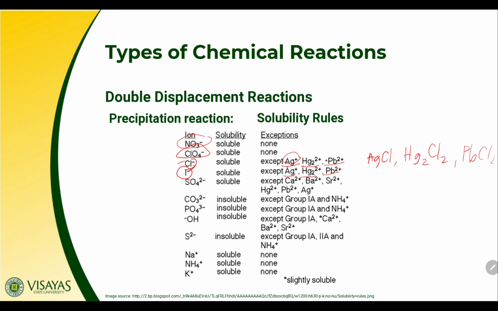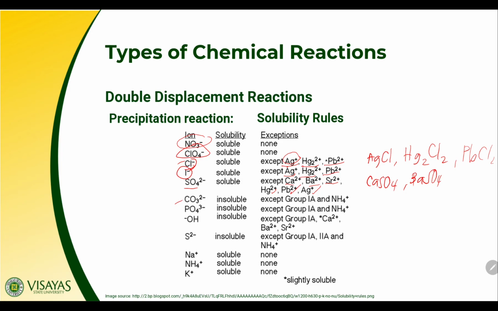For sulfates, they are soluble except when they are combined with silver, lead 2, mercury 2, strontium, barium, and calcium. So, for example, when we have calcium sulfate, this forms a precipitate. When we have barium sulfate, you also have another precipitate.